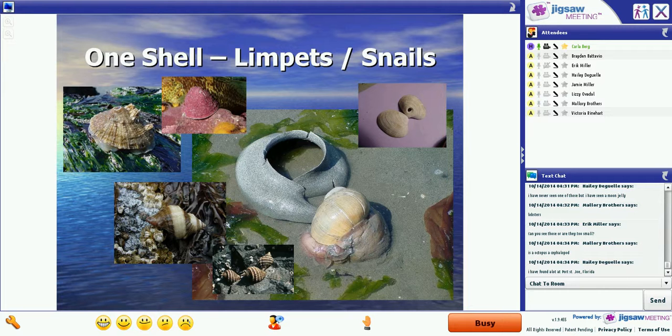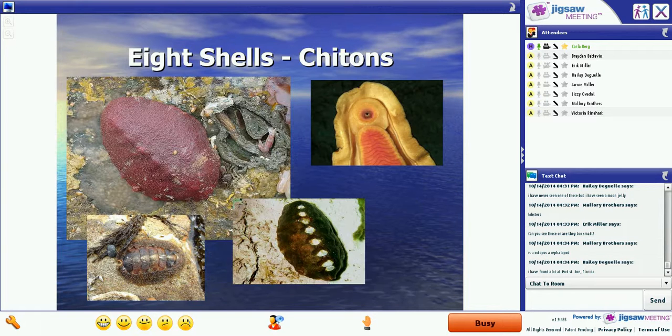Yes, Mallory, an octopus, a squid, a cuttlefish, and a nautilus. Those are all examples of cephalopods.